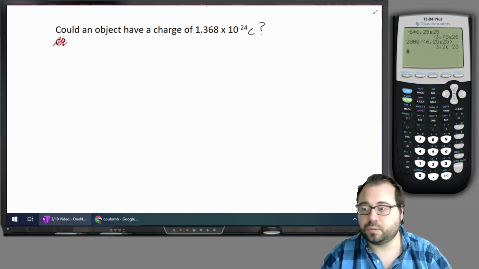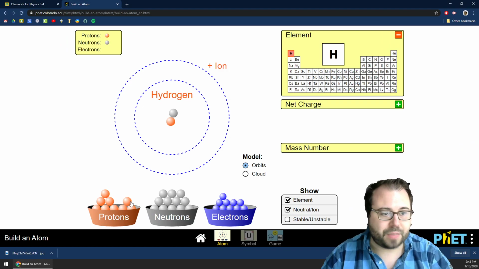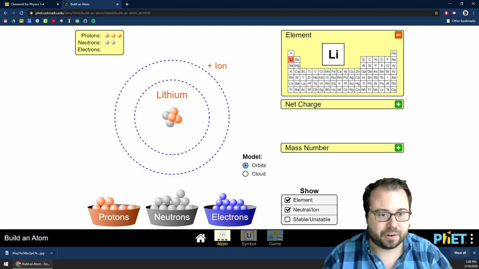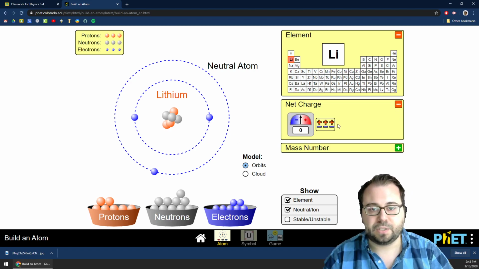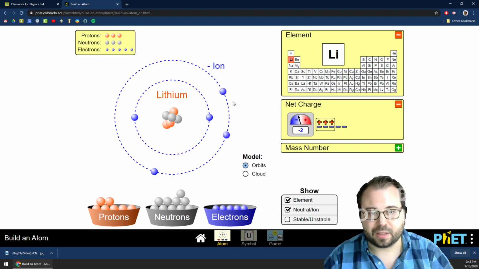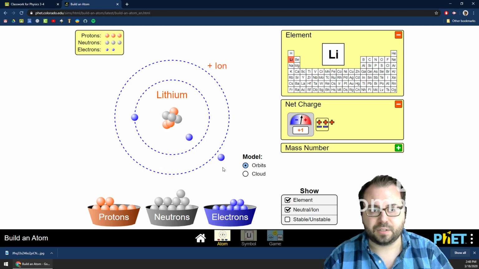So let's go to here, the old atom builder. Everyone loves it, right? So let's say we made a nice lithium atom here, good old-fashioned lithium, and it's a neutral atom. So as we know, a neutral atom of lithium is going to have 3 electrons, 3 protons. And what is its charge? So let's pull on this charge thing. So we see neutral. So if I add an electron, I end up with a charge of -1e. And another electron, -2e. If I take electrons away, right, back to neutral. Now we're back to +1e, +2e.